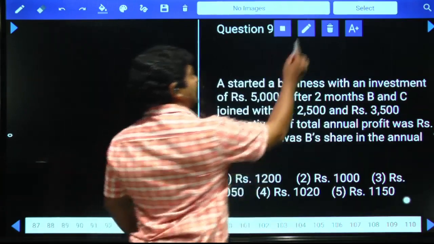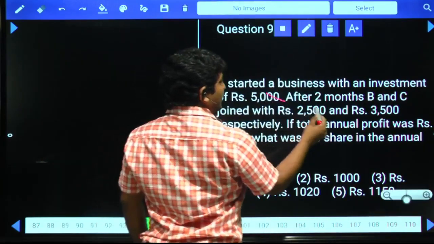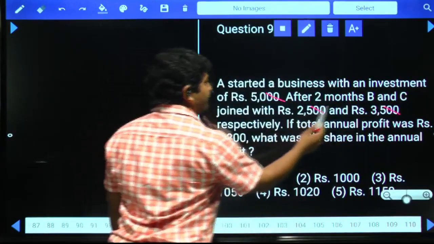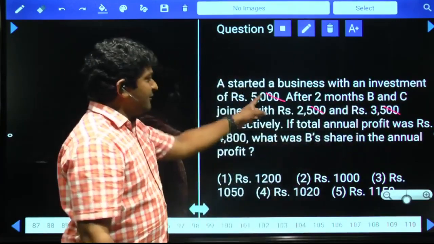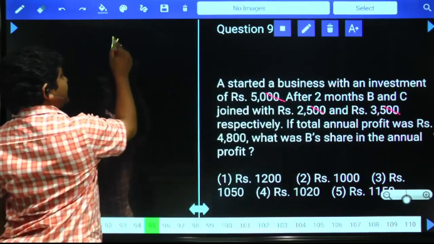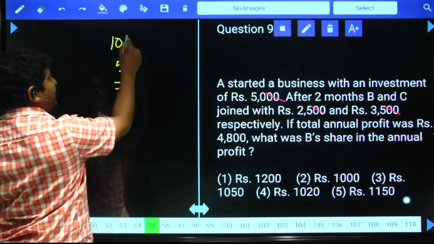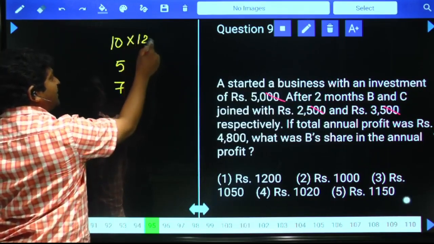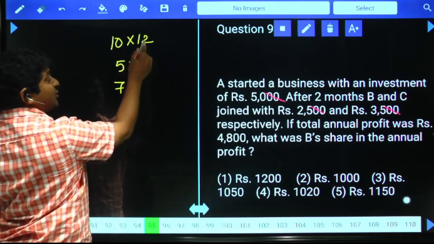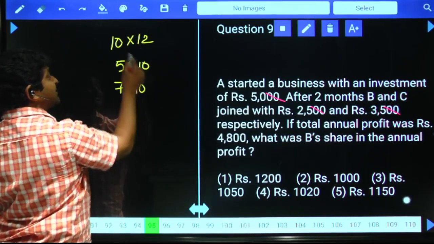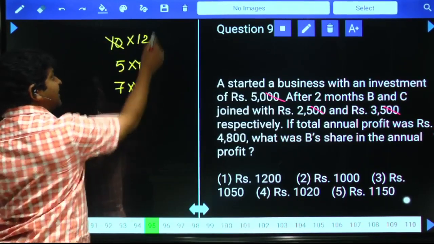When you consider investment, they have 2 zeros common. And again, 50, 25, 35 are all multiples of 5. 5 how many times? 10 times. 5 5 times. 5 7 times. These are their investment ratio. A is going to be there for 12 months. B and C are going to be there for only 10 months. 10, 10, 10 get cancelled.